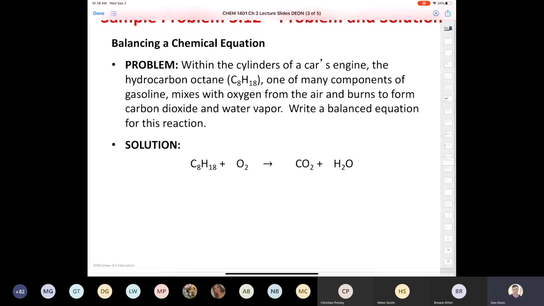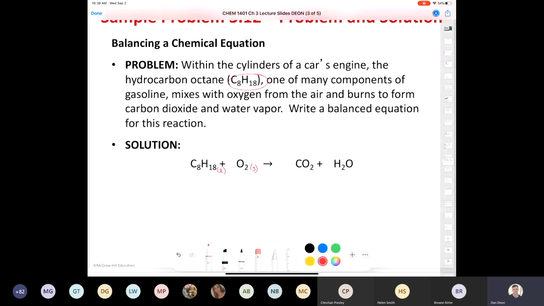So it says here that within the cylinders of a car's engine, the hydrocarbon octane, C8H18, one of the many components of gasoline, mixes with oxygen from the air and burns to form CO2 and water. Write a balanced equation. Well, first of all, octane is a liquid, so we'll put that there. Oxygen is a gas, carbon dioxide is a gas, and water, as water vapor, is a gas, so we'll put that there. Anyhow, now we need to balance it.